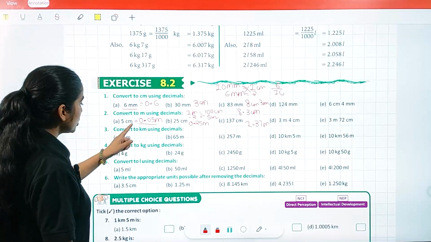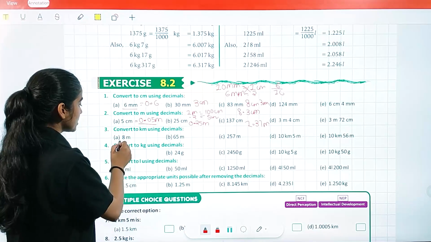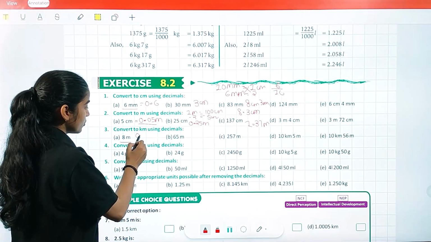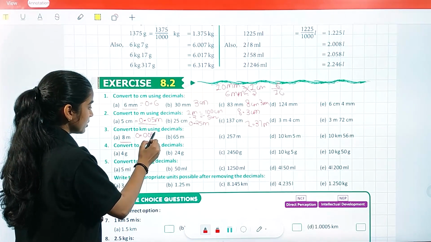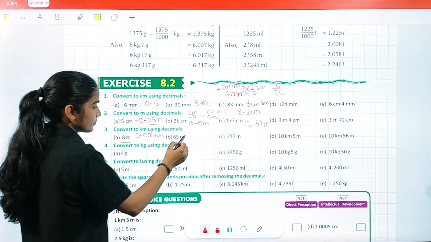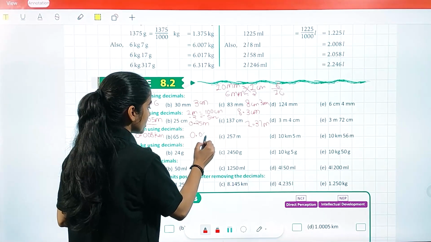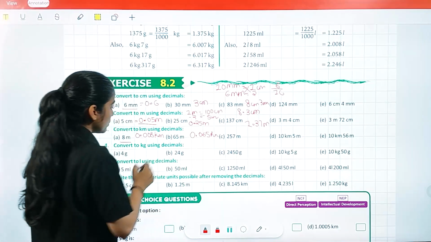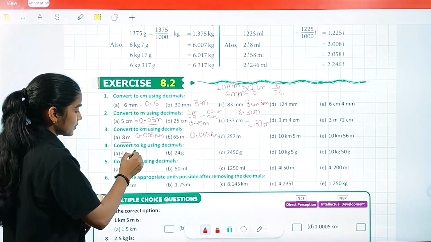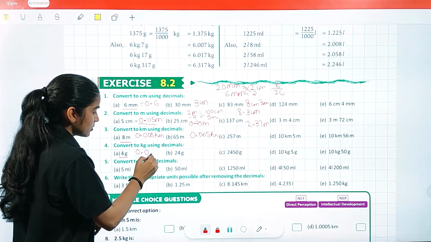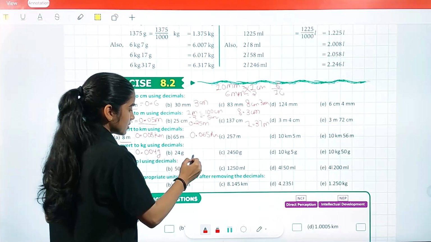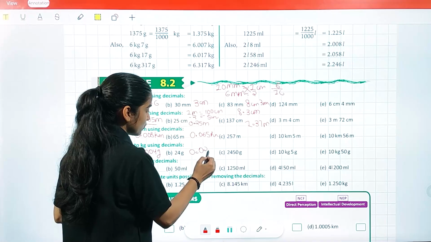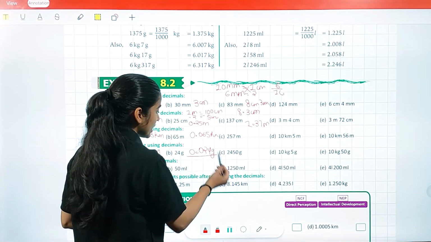Next, convert to kilometer using decimals. So this is your 8 meters. So 0.008 kilometer, 0.067 kilometer. Convert to kg using decimal, 4 grams. So 0.004 kg, 0.024 kg.